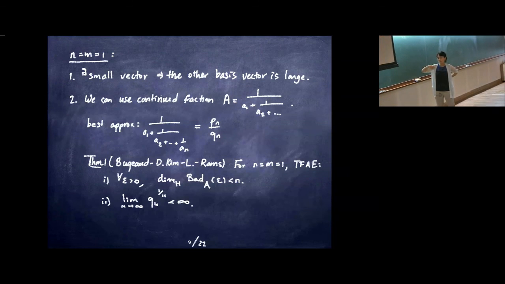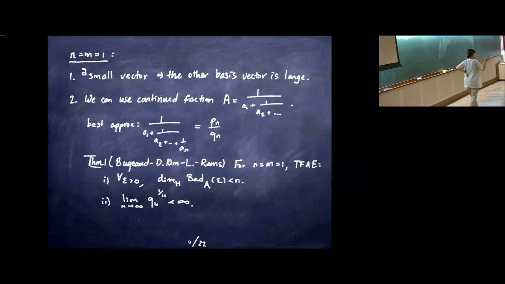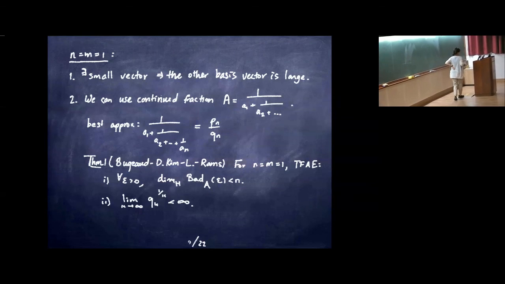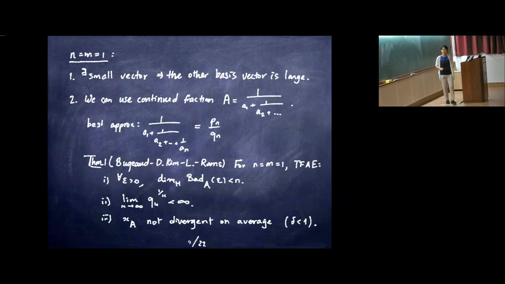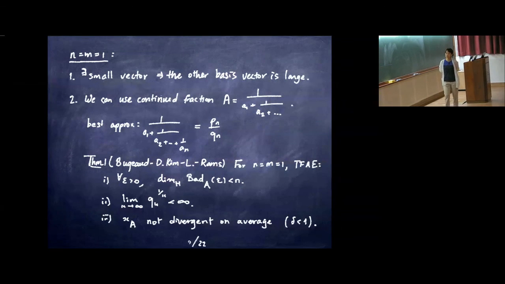If you skip 2 times, then you have to have at least 2 times the second last q_k. And the third condition is that x_A, the lattice, is not divergent on average. So if it is not divergent on average, then this Hausdorff dimension is not full. So this is true only for n and m equal to 1. So what we wanted to do is to see whether this is true for arbitrary n and m.